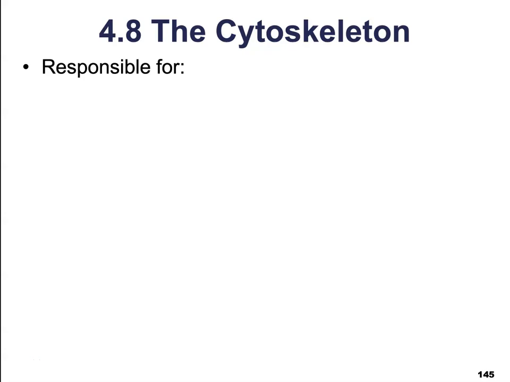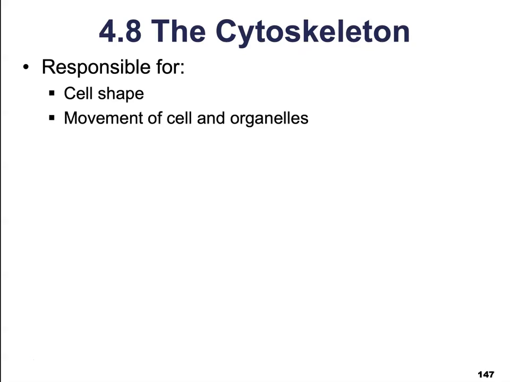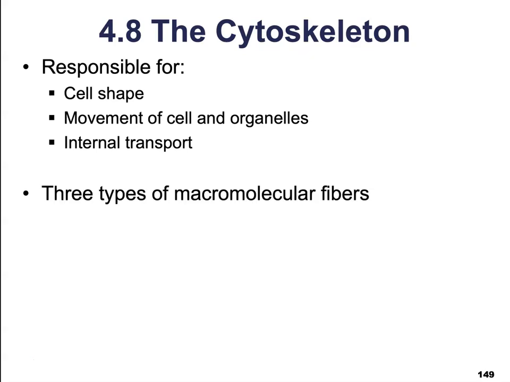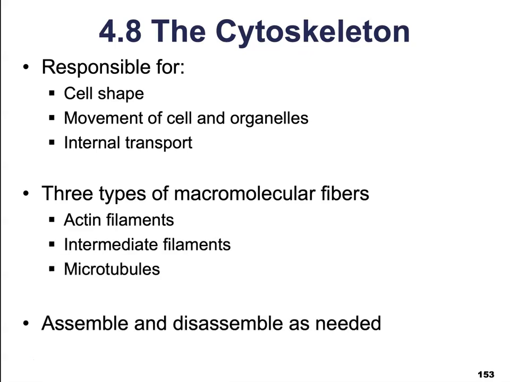All right, the final set of structural characteristics of the cell that we're going to discuss today is the cytoskeleton. Now, the cytoskeleton is primarily responsible for maintaining the cell shape, movement of the cell and organelles, and internal transport. And this is done through the aid of three different types of macromolecular fibers: actin filaments, the thinnest, intermediate filaments, and then finally microtubules.